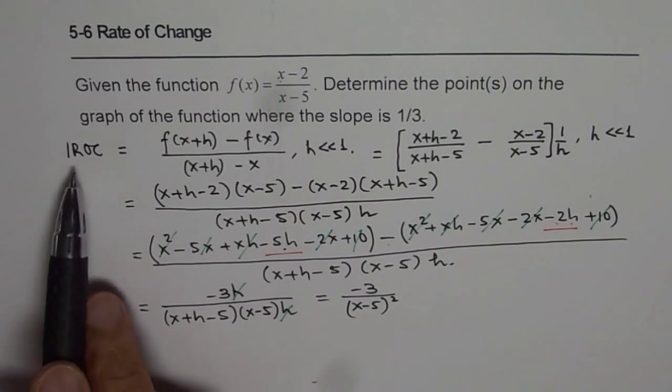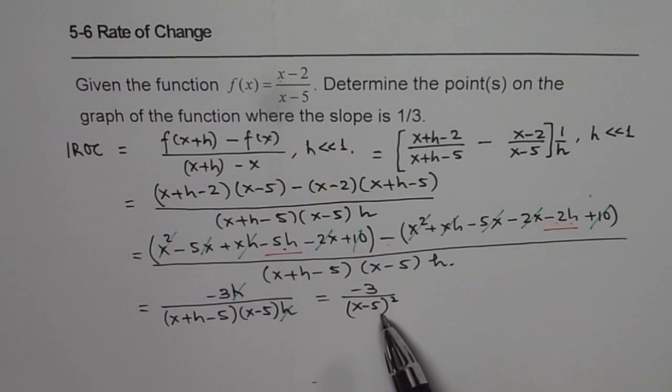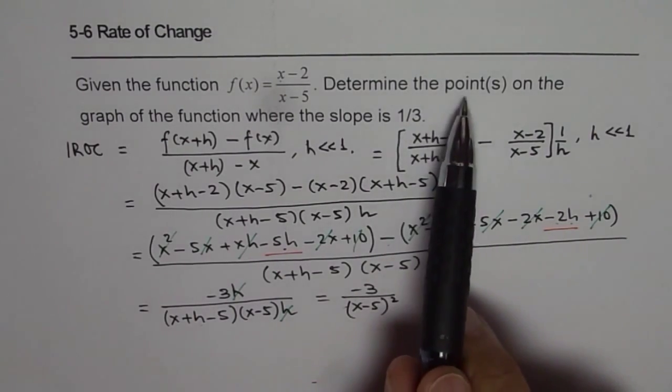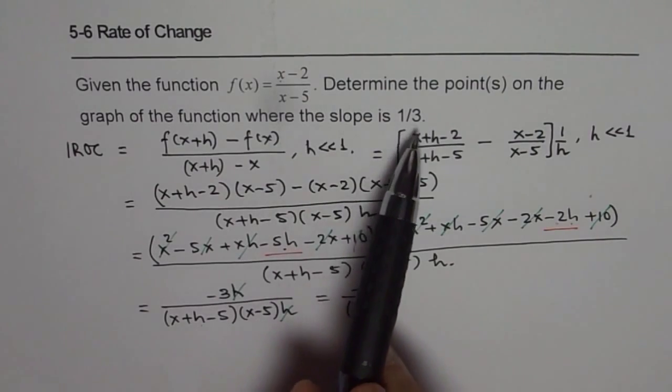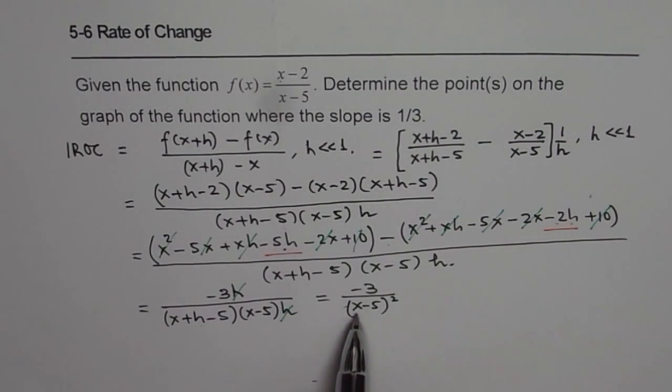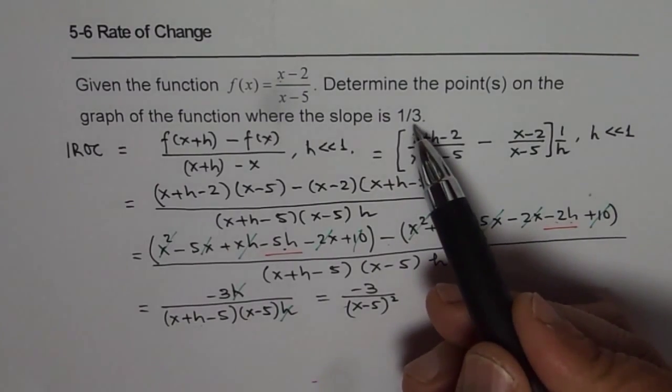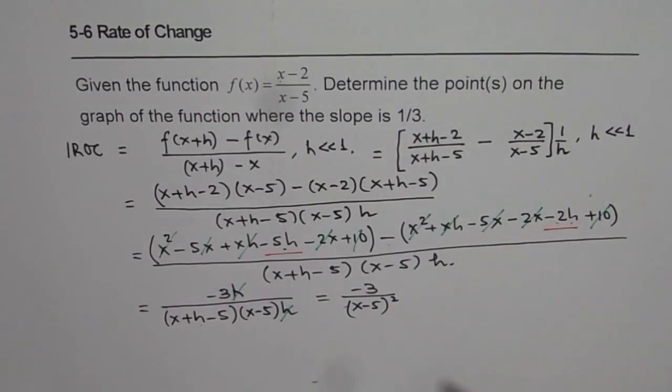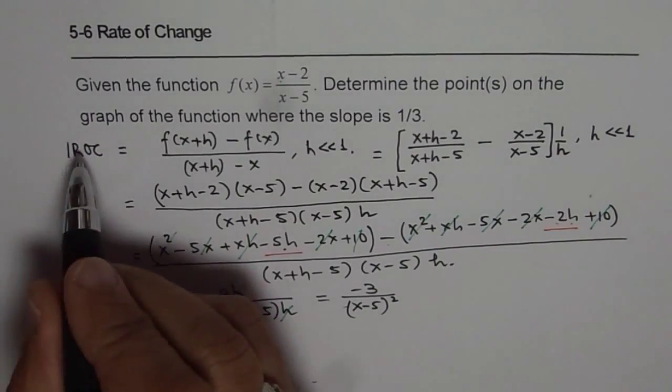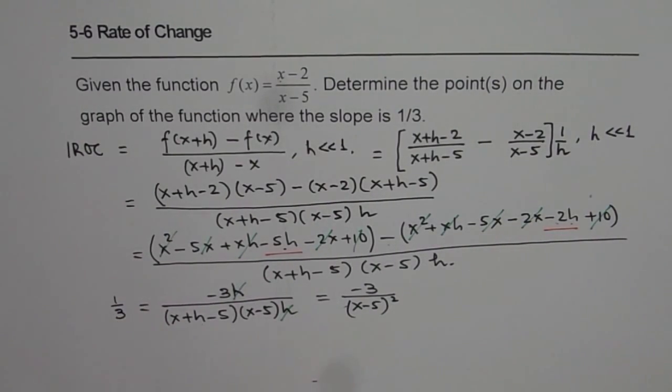So the instantaneous rate of change for the given function at any point x in general can be written as -3 over (x - 5) whole squared. Now the question is to determine the points on the graph of the function where the slope is 1/3. So we have to now find the x value where the instantaneous rate of change is 1/3, since instantaneous rate of change and slope are the same, correct? So we can equate the instantaneous rate of change to 1/3 and solve for x, correct? So let us cross multiply and then solve, right? So we have (x - 5) whole squared.